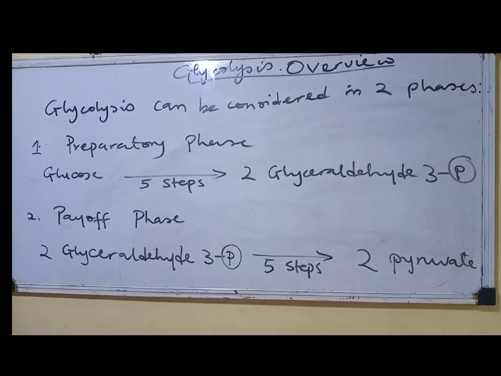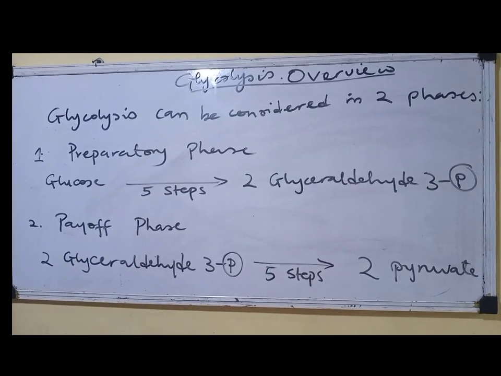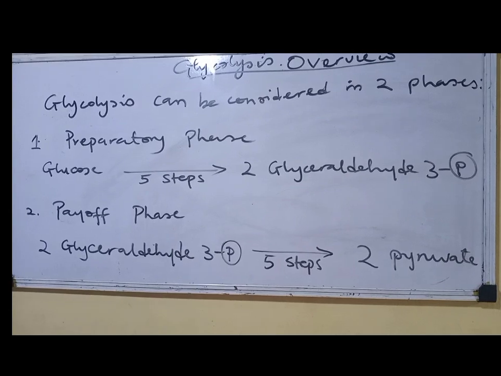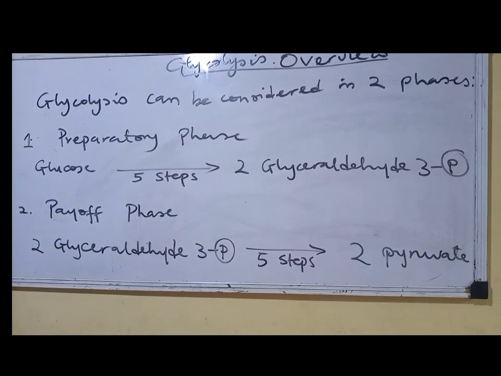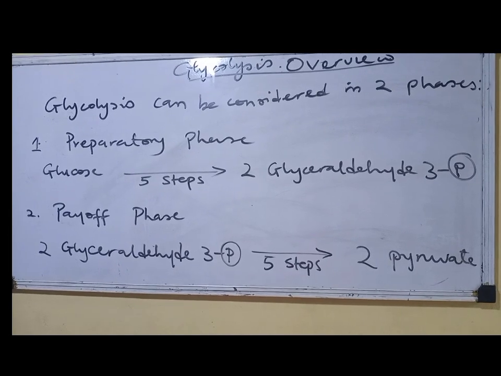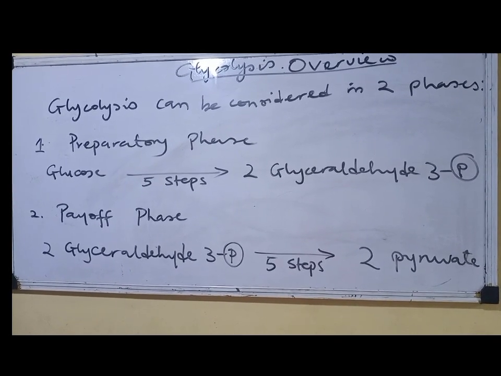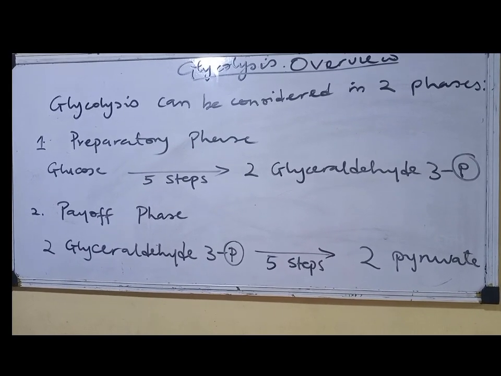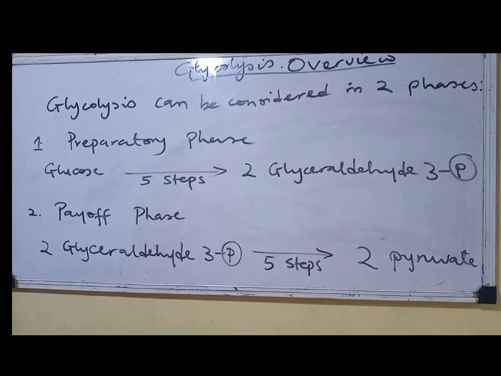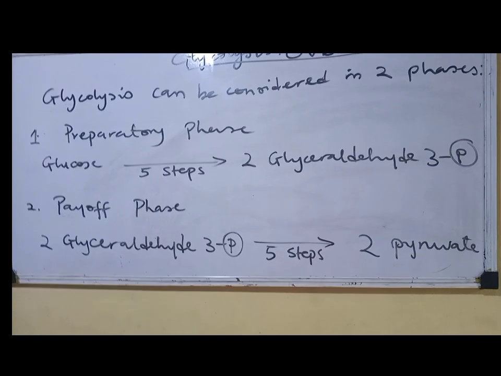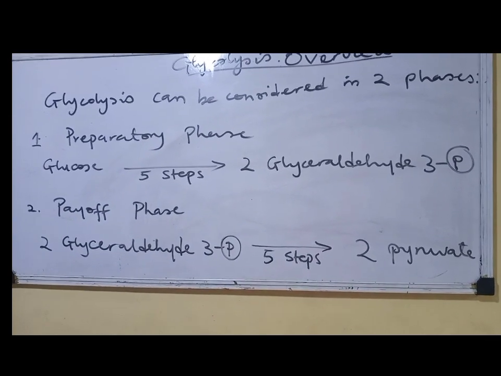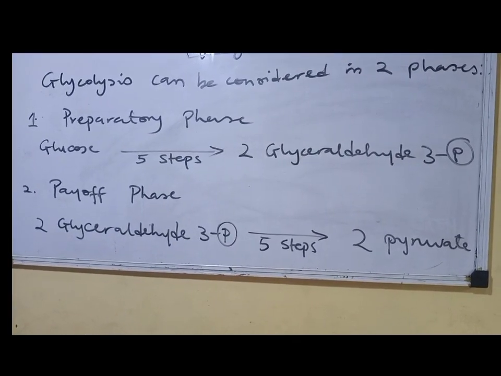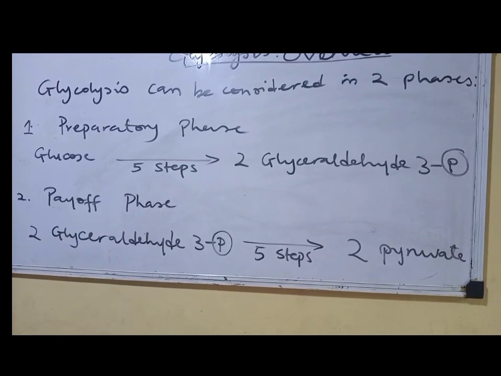Now, the preparatory phase is also known as the investment phase, whereby two molecules of ATP, that's energy, are invested in the process to produce four molecules of ATP in the payoff phase. So you see a little bit of symmetry that the 10 steps have been divided into. Again, we talk about two phases: the preparatory phase and the payoff phase.